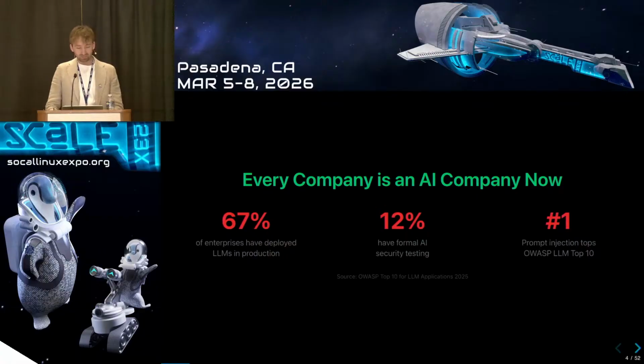Why is it important? Because based on the OWASP Top 10 survey from last year, 67% of enterprises have deployed LLMs in production. I expected this number to be much bigger right now. Only 12% of them had formal AI security testing, and prompt injection is the number one attack based on the OWASP LLM Top 10.